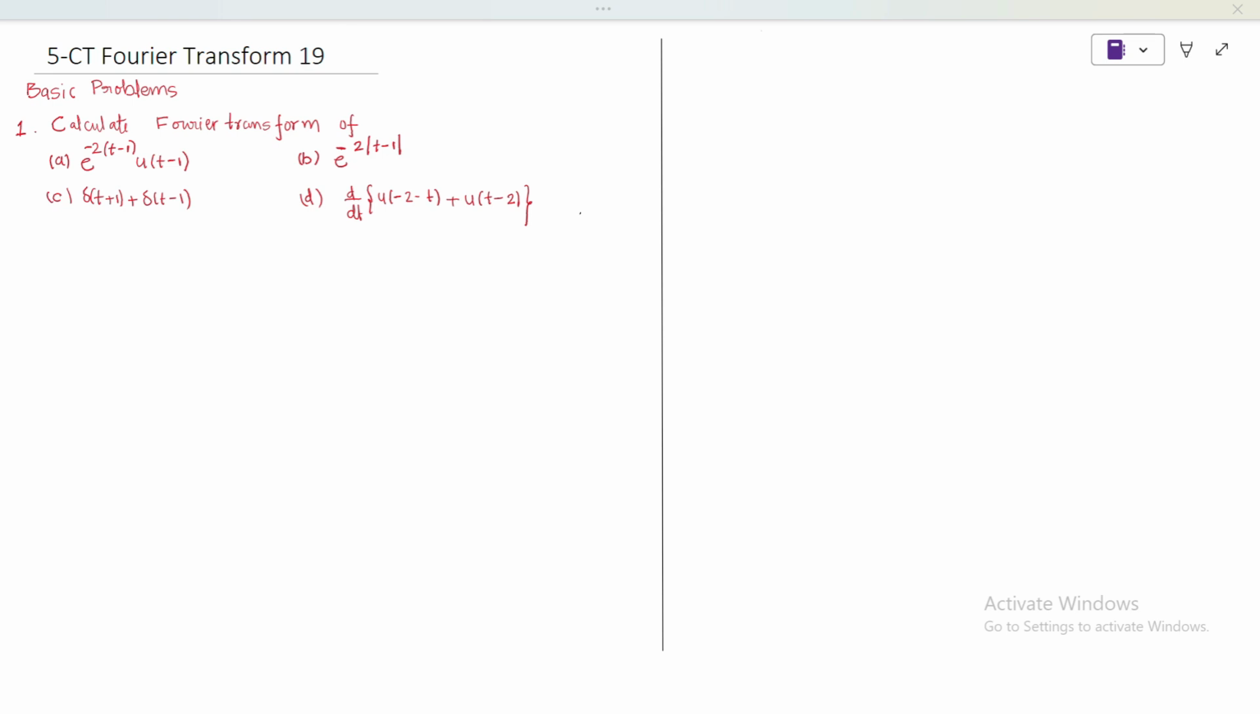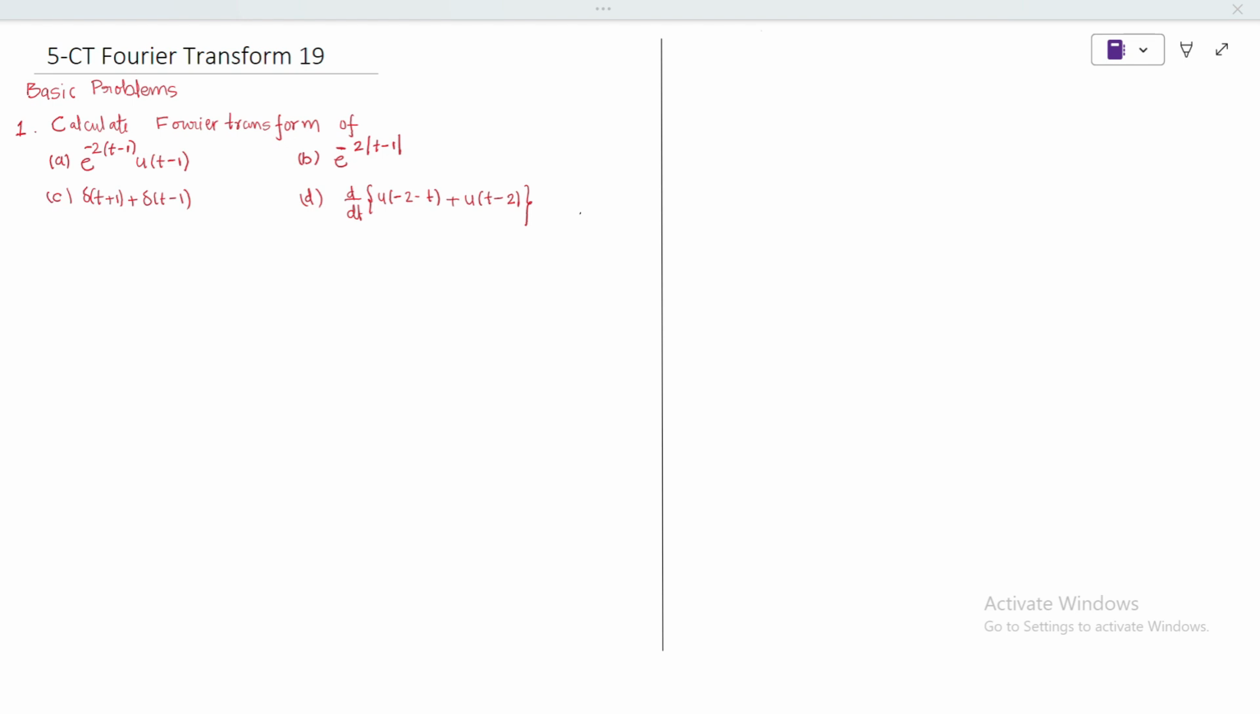Now we are in the fifth chapter, that is continuous time Fourier transform. This is the sixth video in this chapter. Previously we finished the concepts regarding the continuous time Fourier transform, and we studied the properties of the continuous time Fourier transform also. We have done some problems also. Now we are going to discuss some basic problems which are given in the Oppenheim textbook.